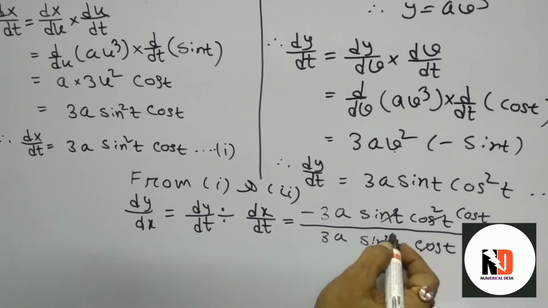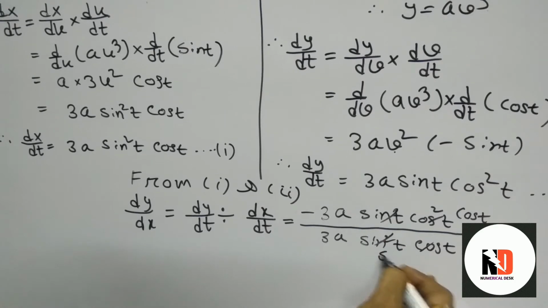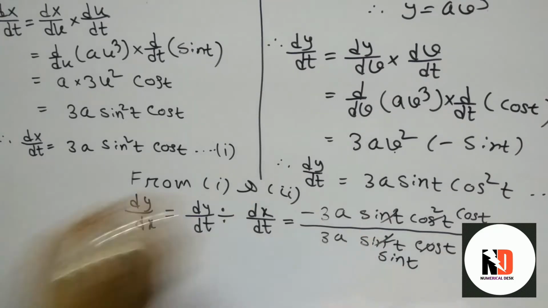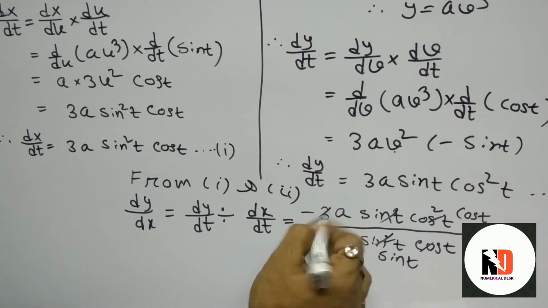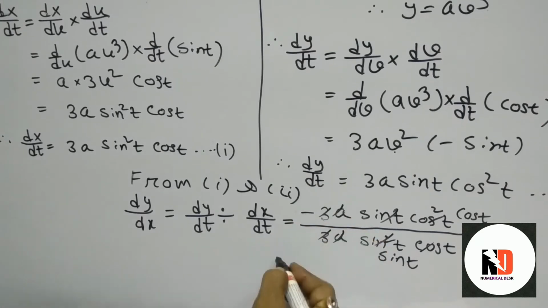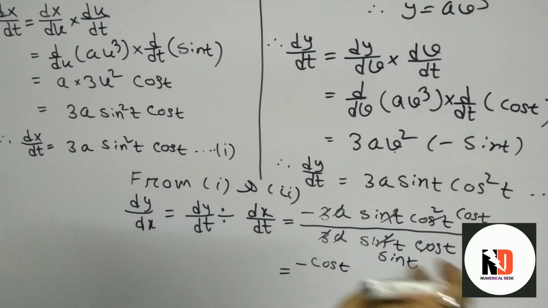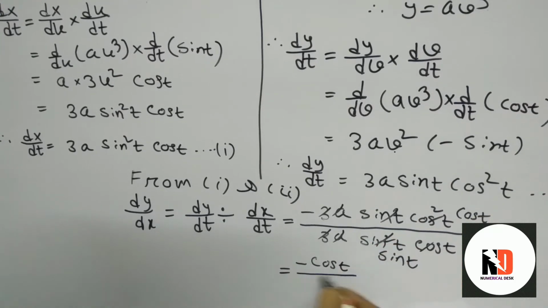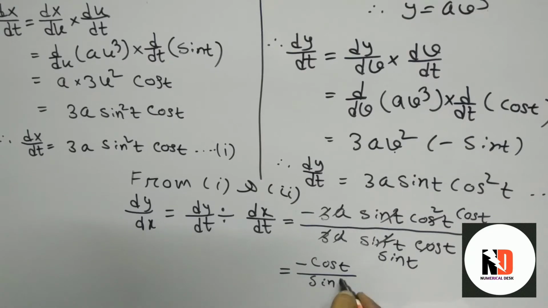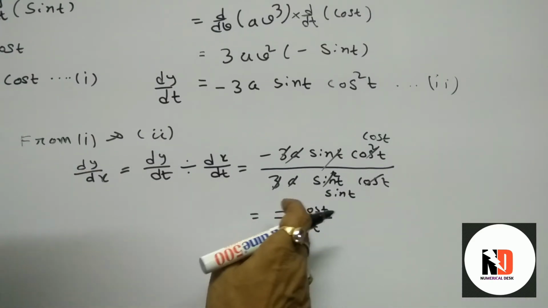So cos t and sin t, and 3 will also go out. Okay, so minus cos t by sin t. So it is cos t by sin t. So the answer is in our hand. Just to write down the answer, the correction is now done.